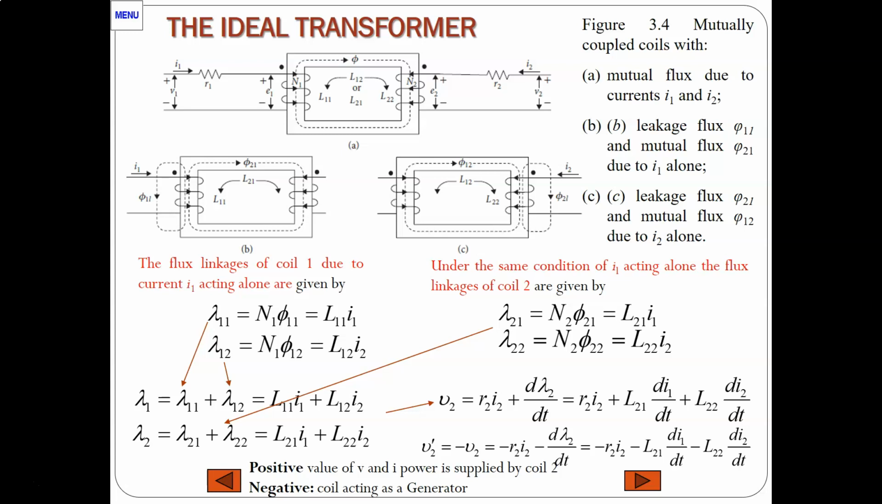But of course, below here, we take the negative sign. Then the voltage drop across coil 2 is reversed. So for positive instant values of V2 and I2, power is being supplied by the coil. That's important: positive means supplied by the coil. For the negative sign, the characteristic is a coil acting as a generator, delivering power and energy over time to an external load.